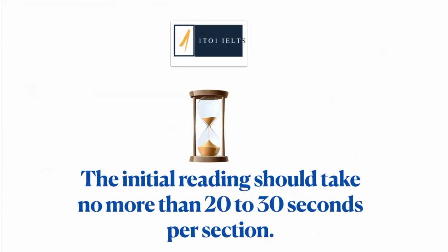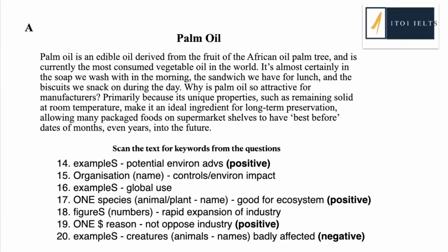As I said, we are going to be reading all of the different paragraphs. To give you an idea of about how much time it should take you to do that, you should be looking at about 20 to 30 seconds per section. So here we have section A, and I have got a list of my notes underneath the text.